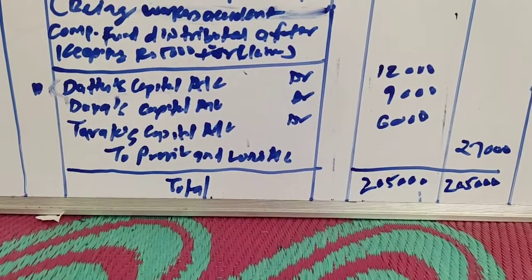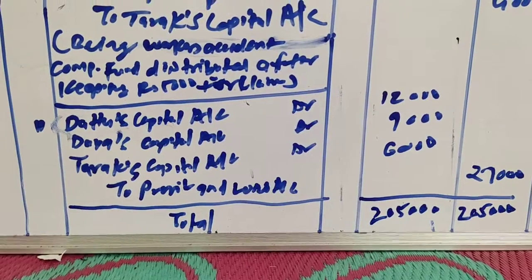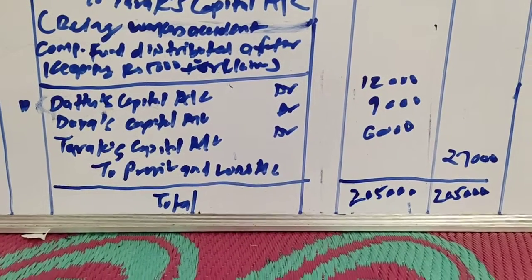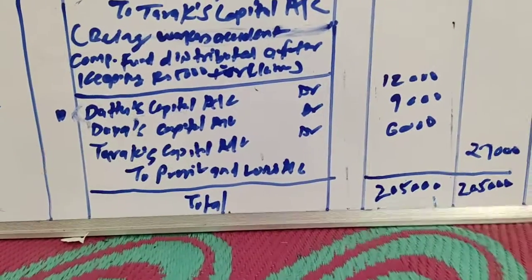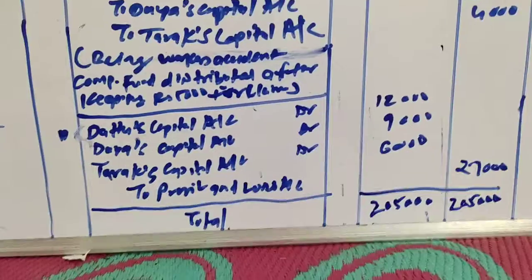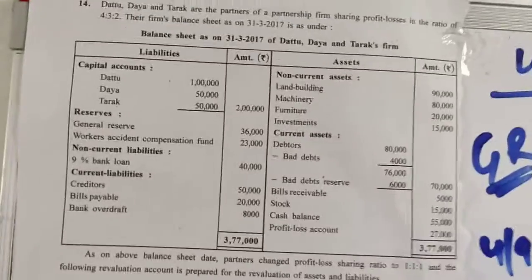Dattu's capital account debit, Daya's capital account debit, Tarak's capital account debit, to profit and loss account 12,000, 9,000, 6,000, 27,000. Narration, you can write: being profit and loss account debit balance is distributed among partners due to revaluation. So we have finished with the asset side.